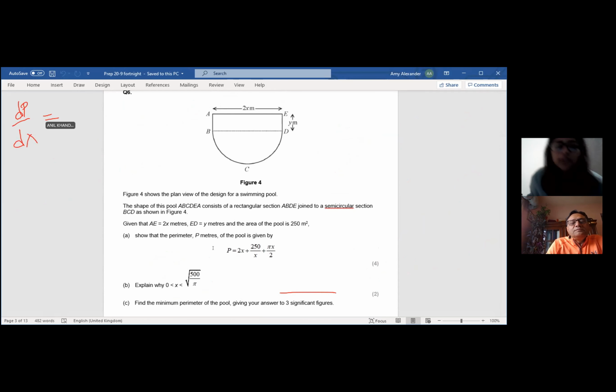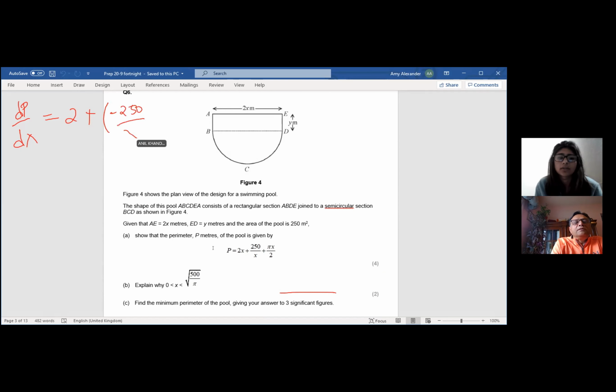So 2 plus, so that'll be 250 over x minus, minus 500 over x squared. Sorry, so minus 250. So let me write this as 250 times x to the power of minus 1, so minus 250 over x squared, and this will be x over 2. That means plus pi by 2. Is it okay? Where did I get minus 500 from? Sorry. Okay, so that is what you are going to get.